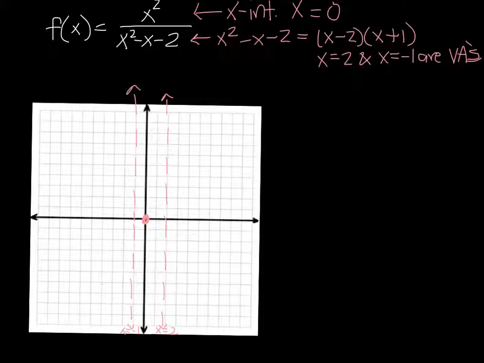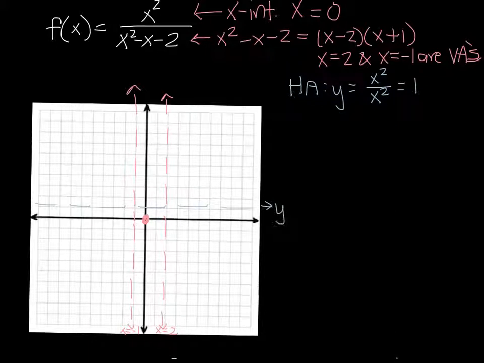The next thing that we're going to do is horizontal or oblique asymptotes. This one's going to have a horizontal asymptote. The reason for that is because the degree of the numerator is equal to the degree of the denominator. So to figure out the horizontal asymptote, we set y equal to those two leading terms. So y is equal to x squared divided by x squared, which ends up giving us just 1. So the line y equals 1 is the horizontal asymptote. I'm going to go ahead and draw that in. And of course we're going to label it. So y is equal to 1.